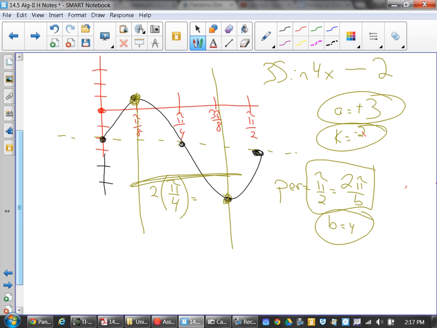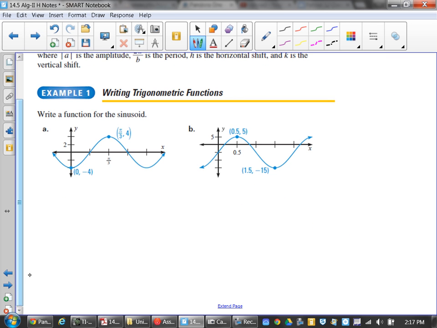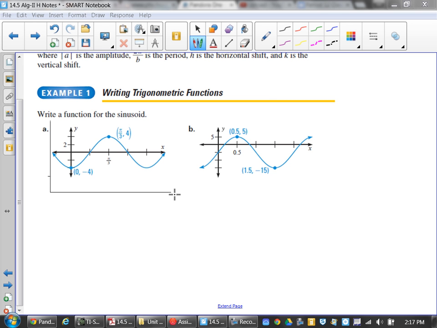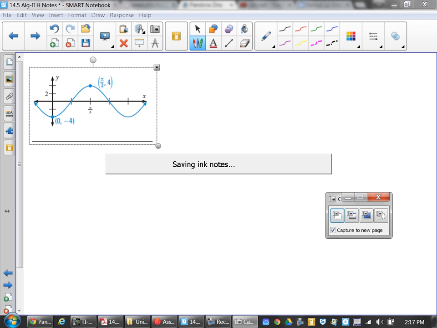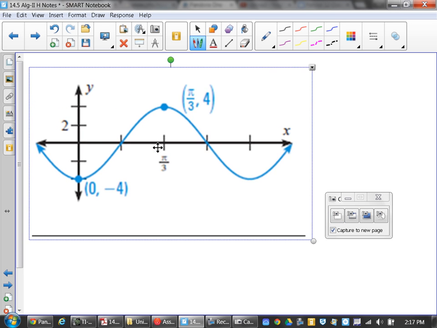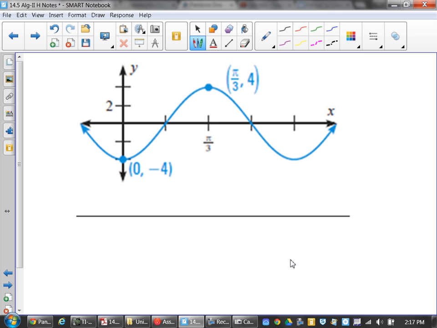Okay. Let's look at another one. We'll get there. Come on. Let's take a look at this. So it's like cosine? I don't know. Let's wait and take a look.